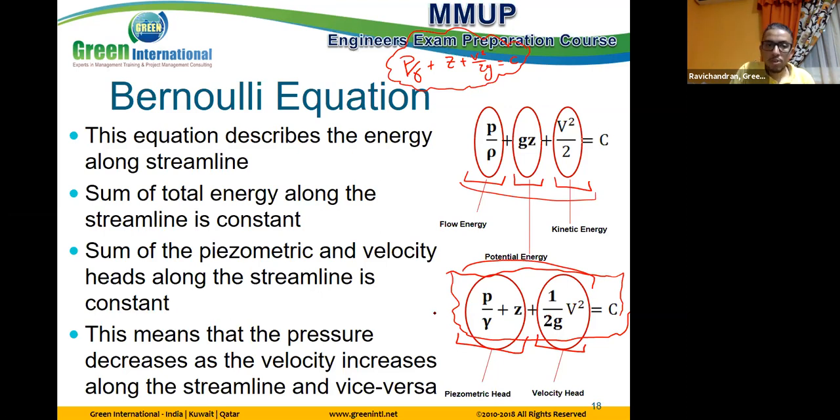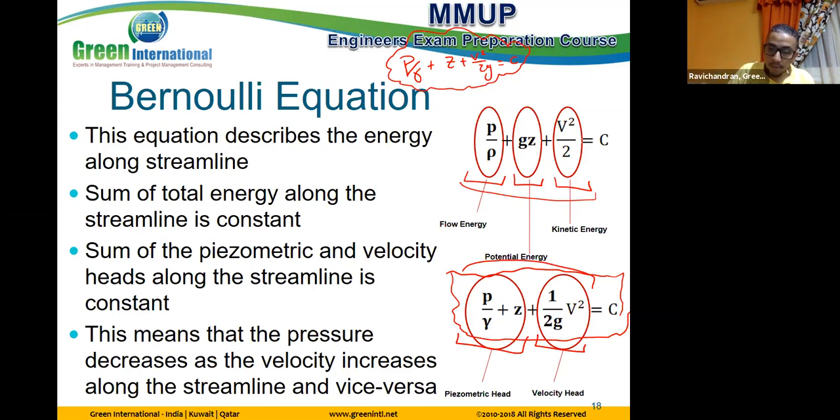So this means that pressure decreases as velocity increases, to keep the total energy constant along the streamline, and vice versa. Whenever velocity decreases, pressure increases, to keep everything the same for the total energy.